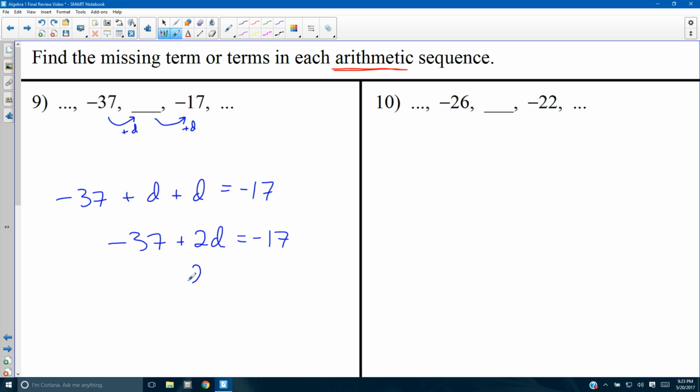Add 37 to both sides. I think that number is 20. And then divide by 2. D is 10. That's awesome. That helps us find our missing term. If the common difference is 10, then these become a 10 and a 10. Negative 37 plus 10 is negative 27, plus 10 is negative 17.